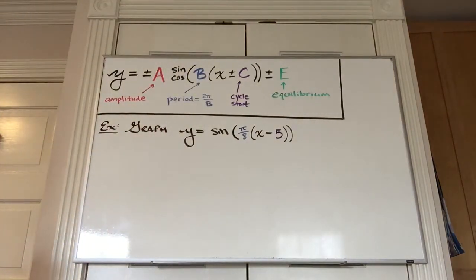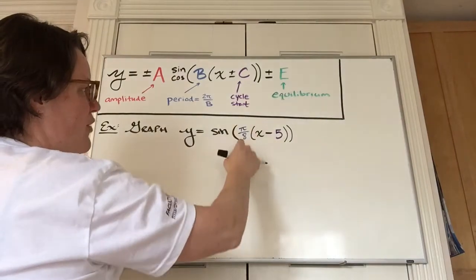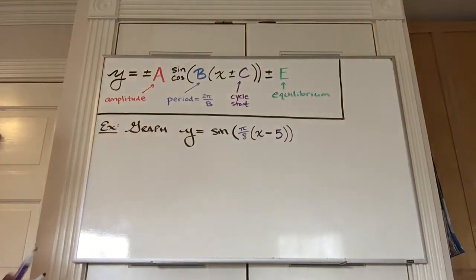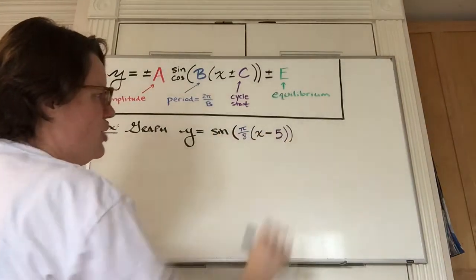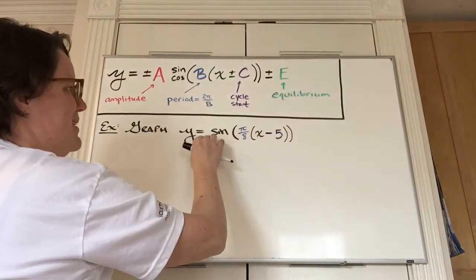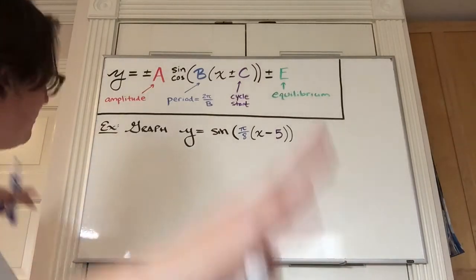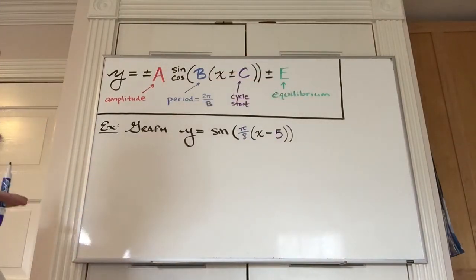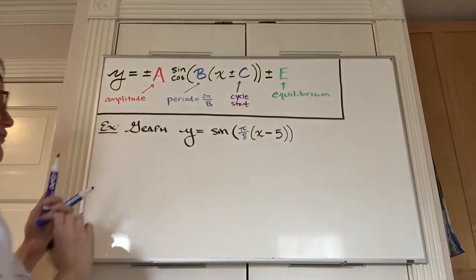So the first example we're going to do today is we're going to graph y equals the sine of pi over 8 times the quantity x minus 5. Notice I made no changes outside the function. I did not change equilibrium. I did not change amplitude. So this is just a typical sine wave, with a typical equilibrium at 0, a typical amplitude of 1. I've just changed the period, and then I've shifted the graph.